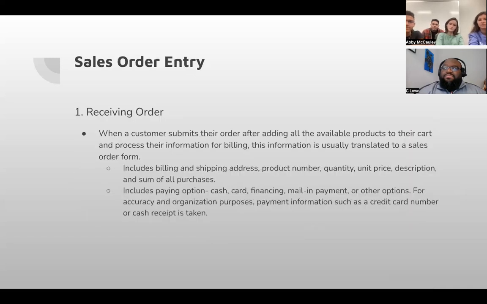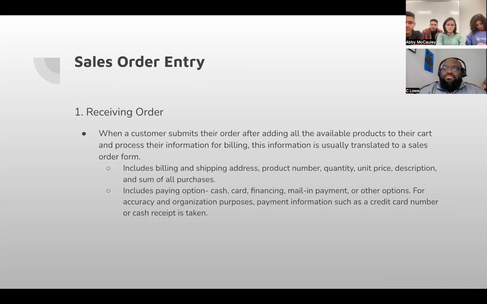So basically the sales order entry is how a company will digest a purchase order, and it all starts with receiving the order. When a customer submits their order after adding all of their available products to their cart, and once that process is started and the billing information is taken, it's translated into a sales order form, and this can be done by EDI. And this sales form basically just summarizes all their information.